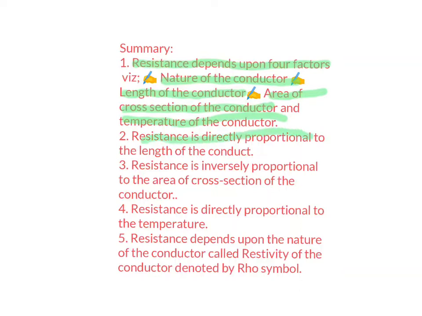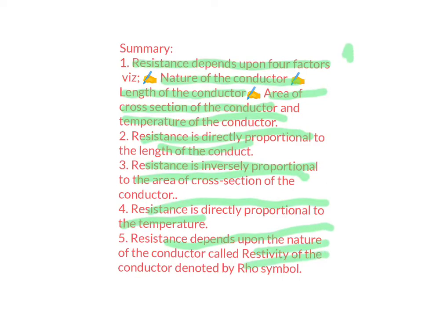Resistance is directly proportional to the length of the conductor. Resistance is inversely proportional to the area of cross section, which we already discussed. Resistance is directly proportional to temperature. And resistance depends upon the nature of the conductor, called resistivity, denoted by symbol rho. This is all about resistance and different types of factors. Precisely, there are four factors on which the resistance of a conductor depends.